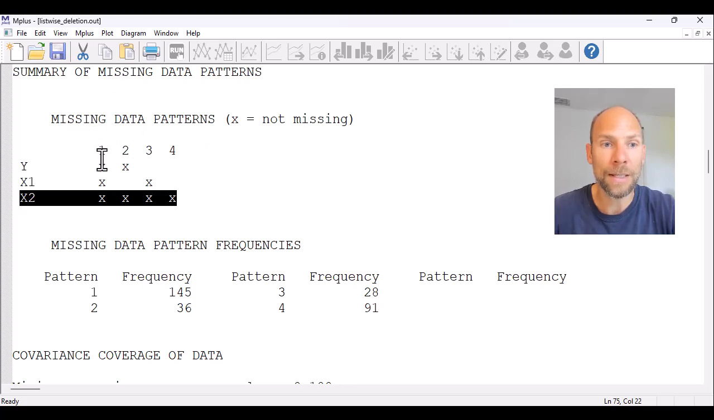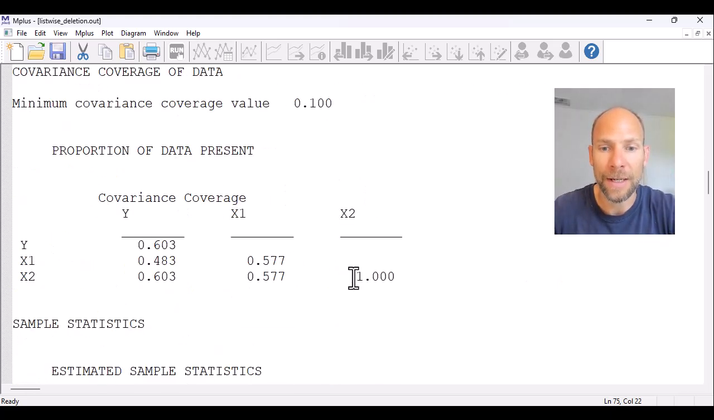You can see that again when you go up. All 4 missing data patterns that were observed included data for X2. There was nobody who was missing a score on X2, and so as a consequence we have 100% coverage for that variance, because it does not require any of the other variables. We can calculate the variance of X2 solely by looking at X2. We don't need to look at X1 or Y, and therefore here we have 100% coverage.